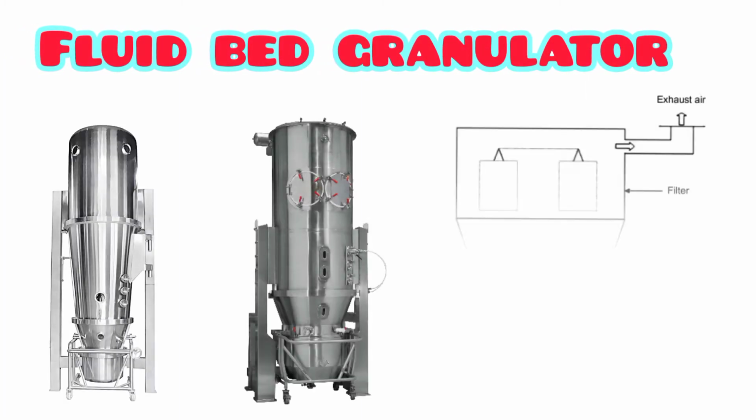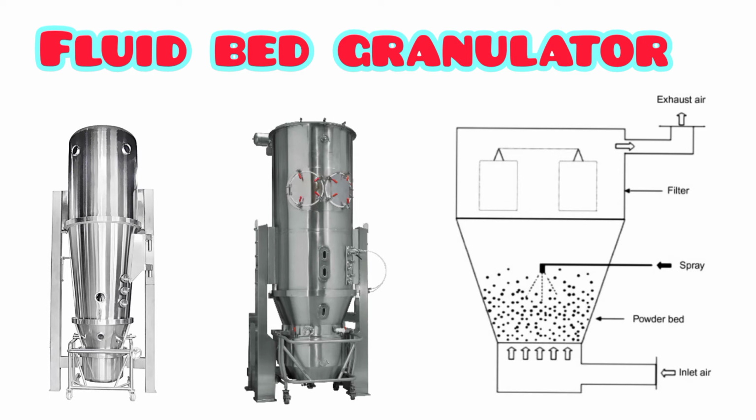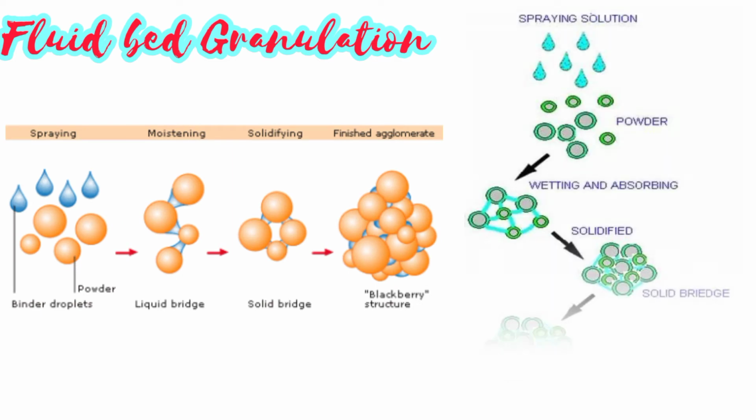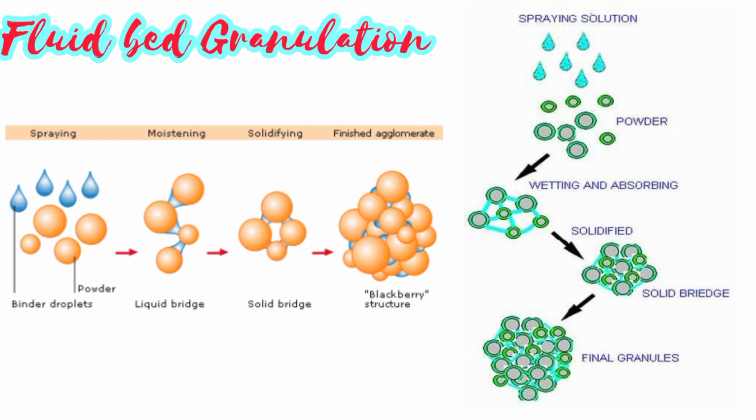Now let's see the fluid bed granulator. These are some pictures of a fluid bed granulator, and in the right side picture we can see there is an air inlet in the bottom from where air comes and fluidizes the powder bed. There is a spray from which we can spray the binding solution, and at the top there is a filter bag that stops the escaping of powder from the granulator. In the working of fluid bed granulation, spraying solution forms a liquid bond between the powders. This becomes solid because of the solid bridge between them, and finally they produce granules.